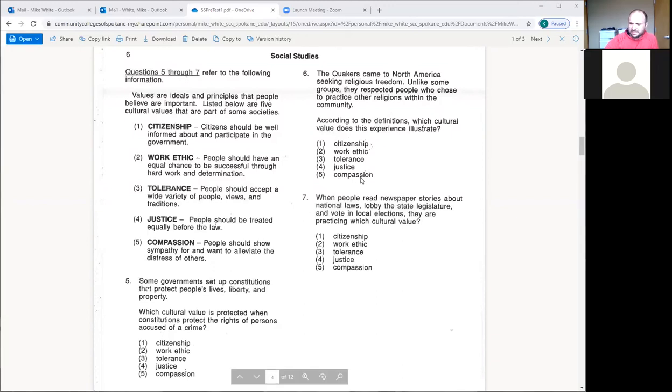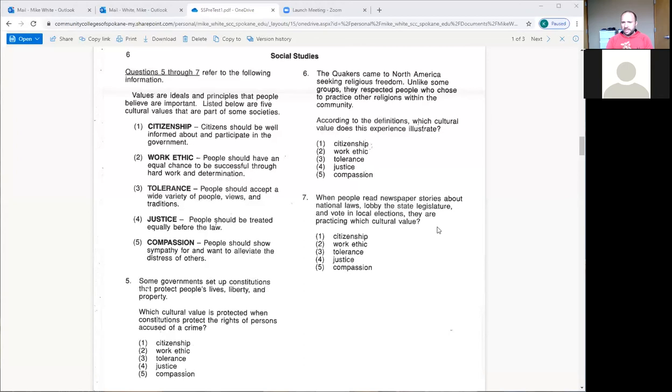And then lastly, number 7. Number 7 says, when people read newspaper stories about national laws, lobby the state legislature, and vote in local elections, they are practicing what? Cultural values. So we've talked a lot about participating in government over the last couple of weeks. That fall under citizenship, work ethic, tolerance, justice, and compassion.